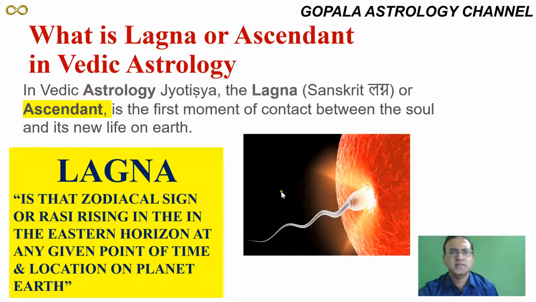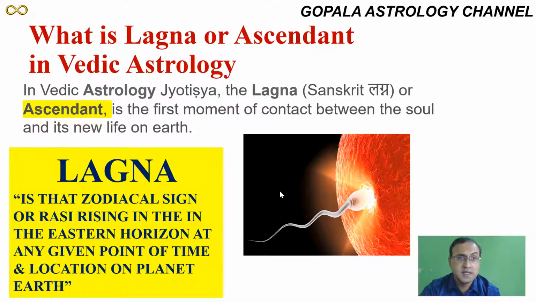What exactly is the meaning of Lagna here? Lagna is that zodiacal sign or Rashi that is rising in the eastern horizon at any given point of time and location. Given point of time and location is very important on Earth, right? It can be anywhere. You can go to the equator or to the North Pole, and you look into the eastern direction, and that's going to give the Lagna. I will explain in more detail.